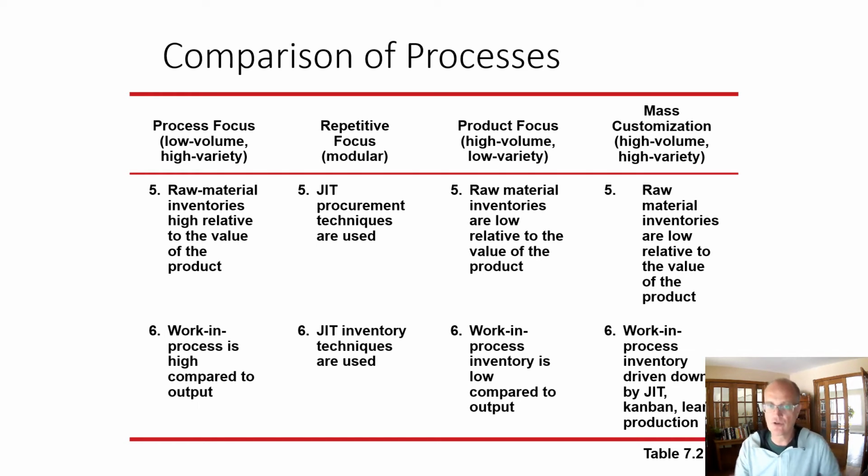Whereas in a product focus, you know exactly what you're going to produce, so your raw material inventories are lower because you're producing this specific product, you know what volume of it you're going to produce, so you know exactly how much of a narrow range of products you're going to need. Work in process is high compared to output because we're always working on that. Work in process inventory is low compared to output because we go from start to finish relatively quickly and there is no variety.